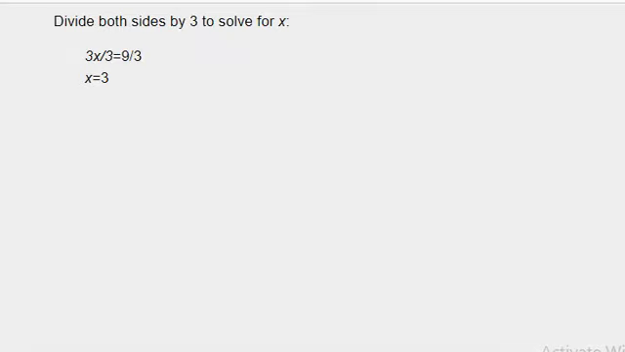And that is what we do. We divide both sides by 3. Then we remain with x = 3.